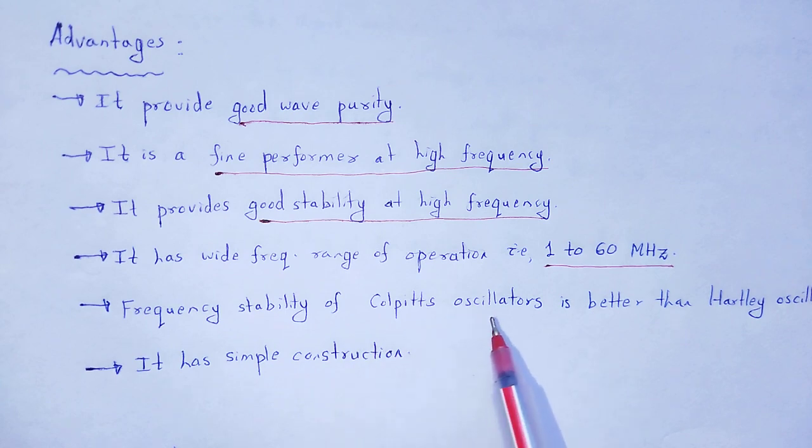Frequency stability of Colpitts oscillator is better than Hartley oscillator. It has a simple construction: one amplifier, one feedback network. Feedback network is a LC, that is a tank circuit. In tank circuit, 2 capacitors and 1 inductor.